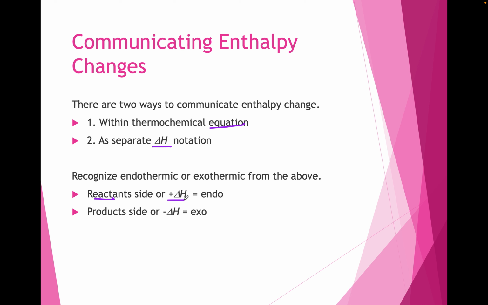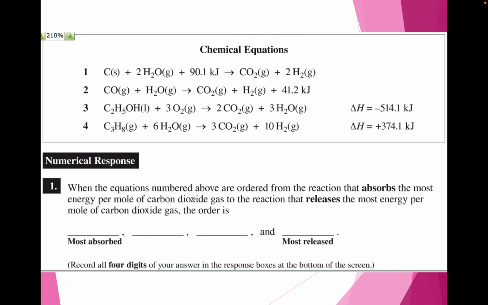So the 2 things you want to recognize is if your enthalpy is on the reactant side, or if it is positive as a delta H, your reaction is endothermic. You are absorbing heat from your environment. If you have your enthalpy written on the product side of the equation, or it's negative, then it's an exothermic reaction, meaning you're giving heat off to your environment. So looking at this question, you have a series of reactions. On equation 1, you have an endothermic because it's on the reactant side. Equation 2, exothermic. Equation 3, exo because it's negative. And equation 4, endo because it's positive.